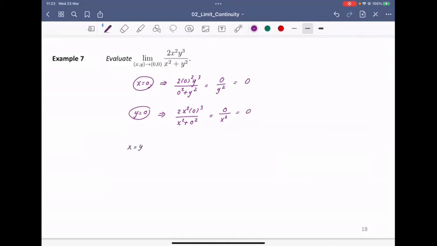So x equal to y. Well, let's try the easy one. It's going to be 2x squared times x cubed over x squared plus x squared here. On the top I get 2x to the 5th power, and then x to the 4th power on the bottom. Cancel out, you get 2x. But this is the limit as x, y go to 0, 0. So it's actually 0.